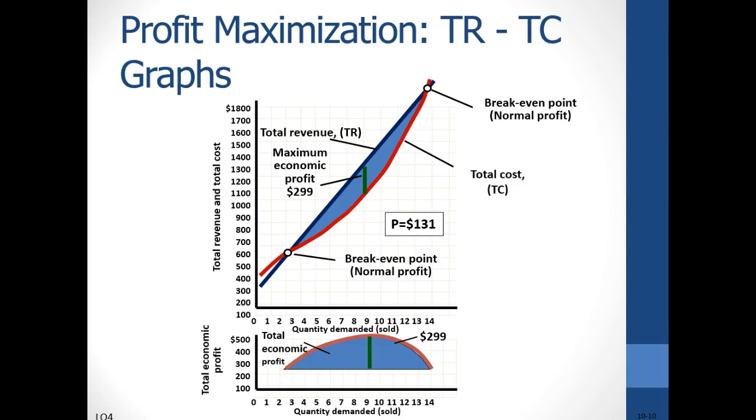If we plot those same data points from the previous table, we can see these two graphs. We have the total revenue and total costs and the total economic profit graphed here. The firm's profit is maximized at an output of 9 units where total revenue exceeds total cost by the maximum amount. The vertical distance between the total revenue and total cost is plotted as a total economic profit curve.